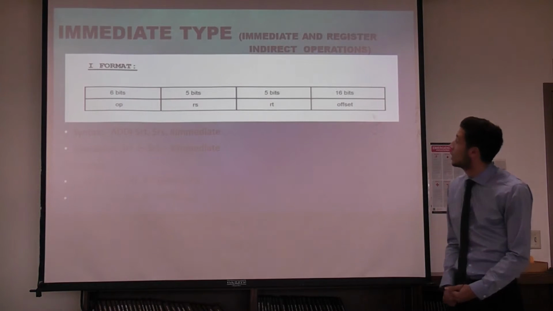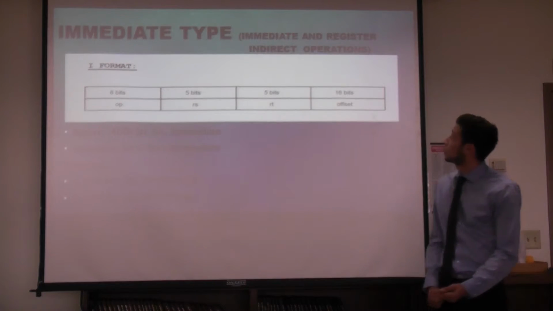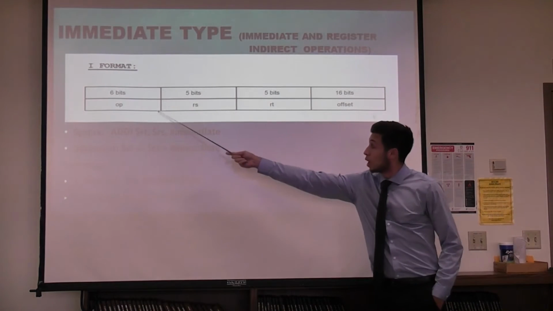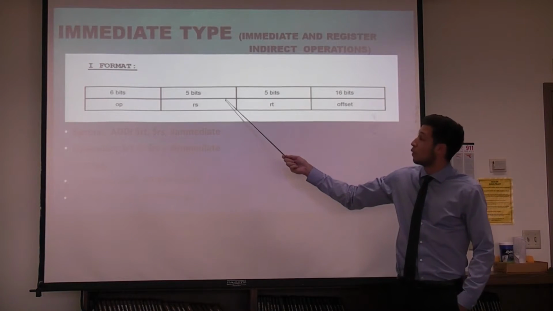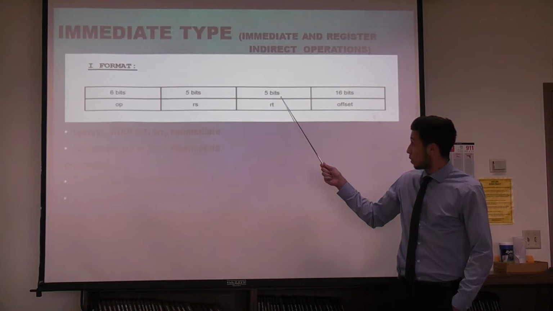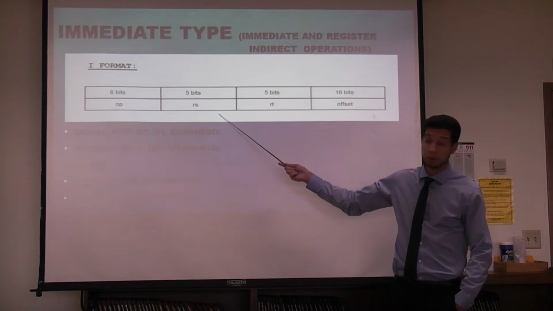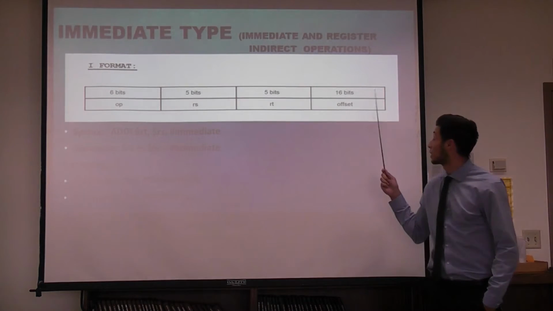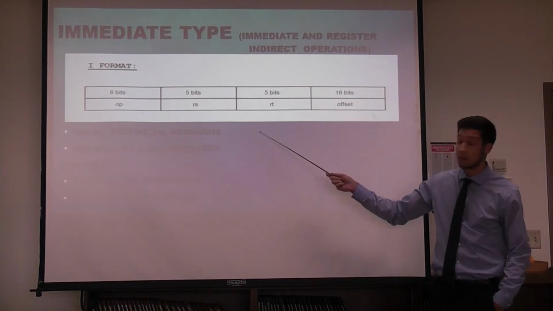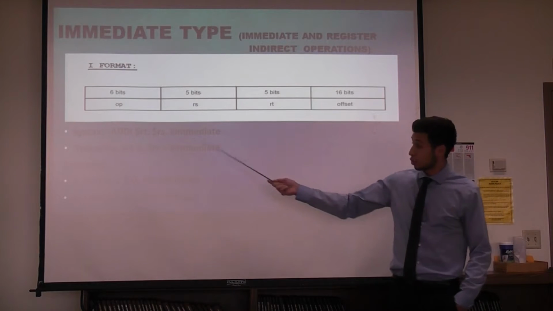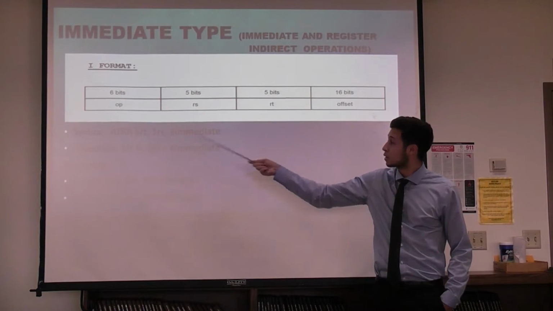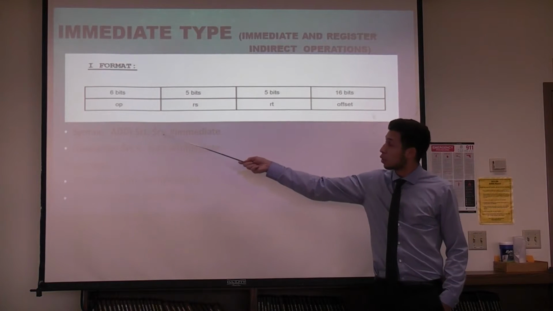The I type is used for immediate and register indirect operations. The format is as follows. We have a 6-bit opcode, a 5-bit field for RS, and a 5-bit field for RT. RS is the source register, and RT is the destination register. We have a 16-bit offset used as the immediate value. In our example shown, we have an add immediate, where we add RS with the immediate value and store it into RT.